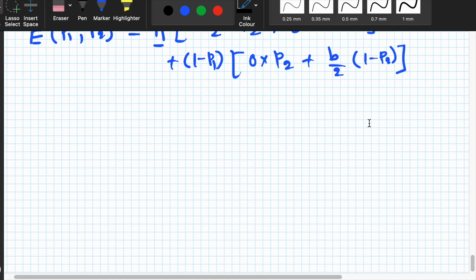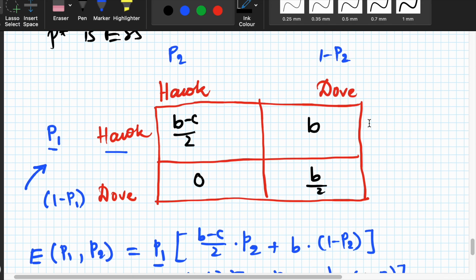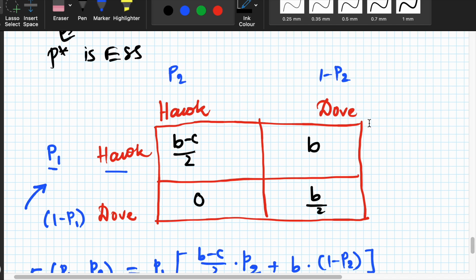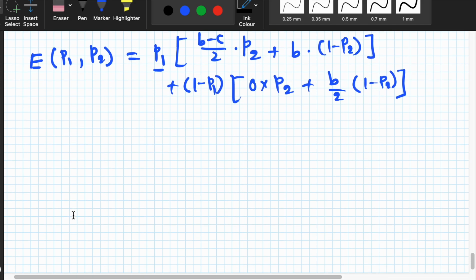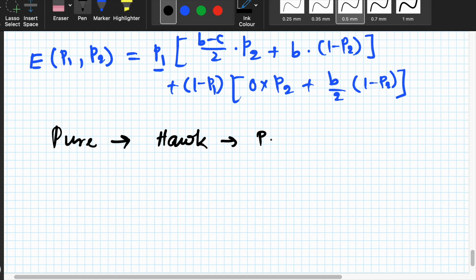Now similarly one can also write what will be the mixed strategy. One can also find what will be the pure strategy. Pure strategy is, instead of this p1, 1 minus p2, one can find it with p1 equal to 1 and p1 equal to 0. So pure strategies: hawk is a pure strategy, corresponding to p1 equal to 1, and dove is a pure strategy, corresponding to p1 equal to 0. So that's it.